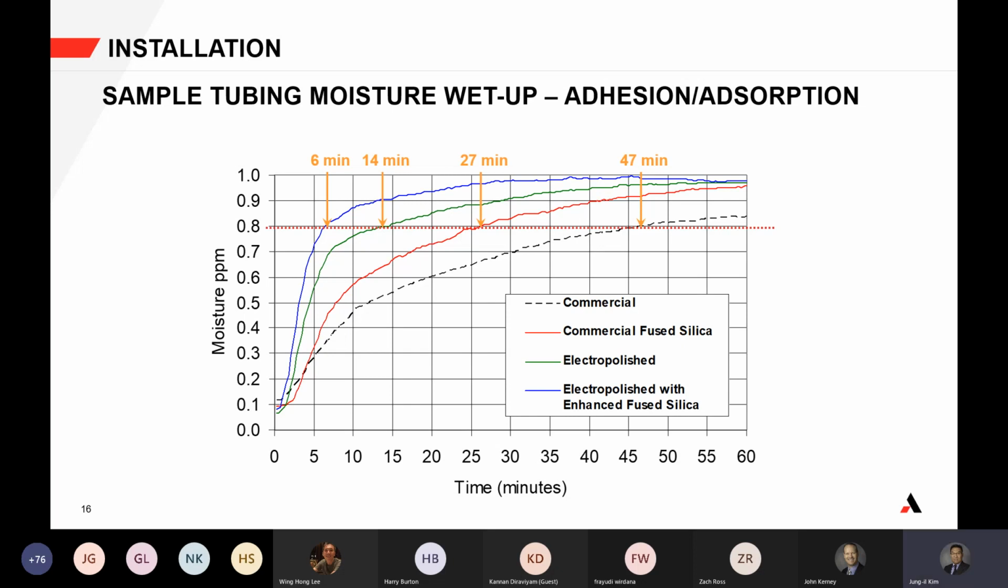The fastest wet-up tubing was the one that had the smoothest surface, meaning the least internal surface area, since during wet-up, the internal surfaces get populated with moisture before the actual moisture reaches the analyzer.